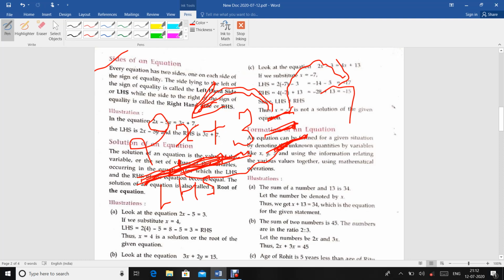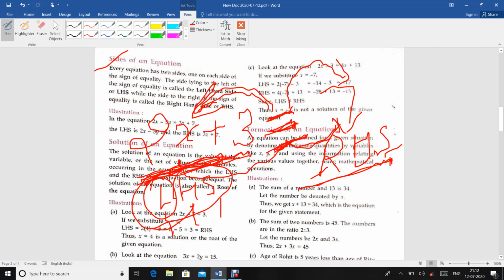And the side to the right of this equality sign is the right hand side, and we can denote it by RHS, meaning right hand side. Also, the left hand side is LHS, left hand side. So these are the sides of an equation: left hand side and right hand side.